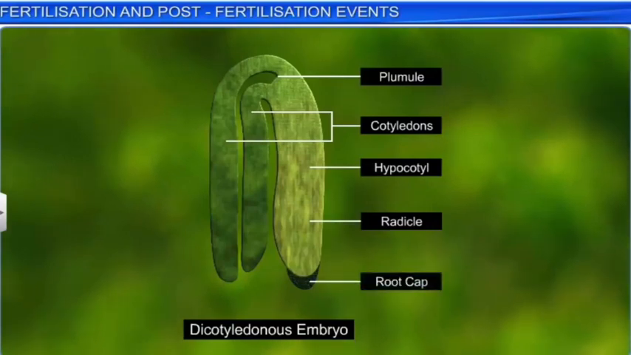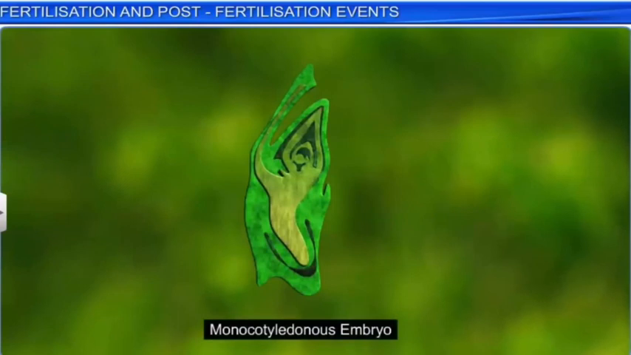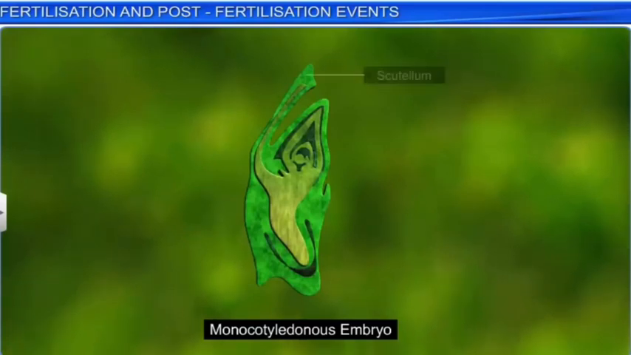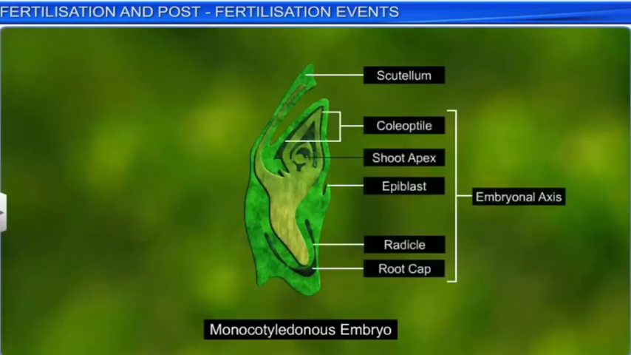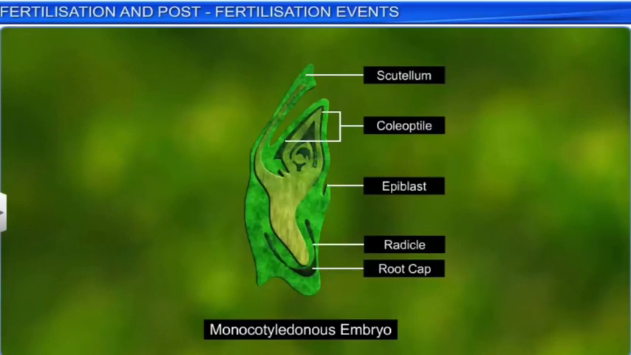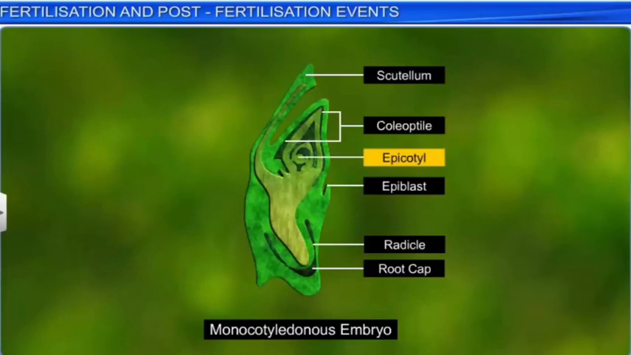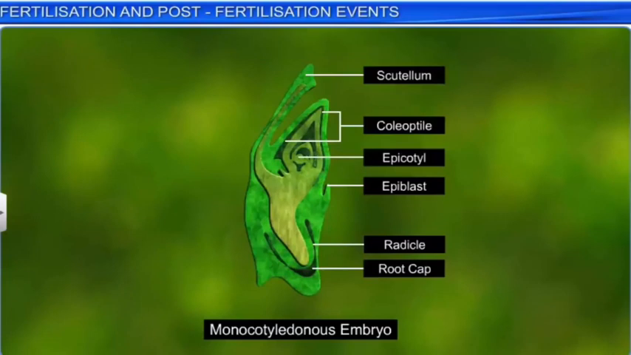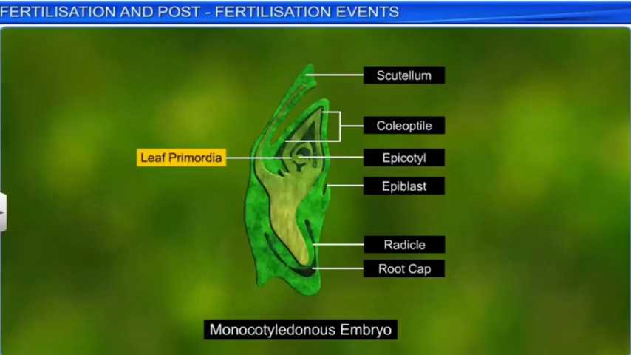On the other hand, a monocotyledonous embryo, commonly found in the grass family, has only one cotyledon called a scutellum, situated towards the lateral side of the embryonal axis. The upper portion of this axis, known as the epicotyl, lies above the attachment of the scutellum. The epicotyl has a shoot apex and a few leaf primordia enclosed in the coleoptile, a hollow foliar structure.